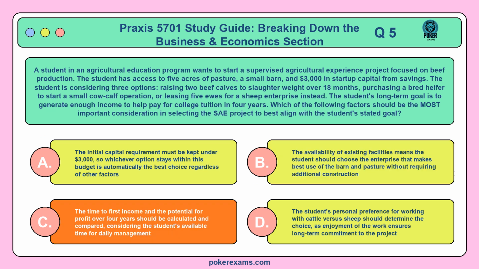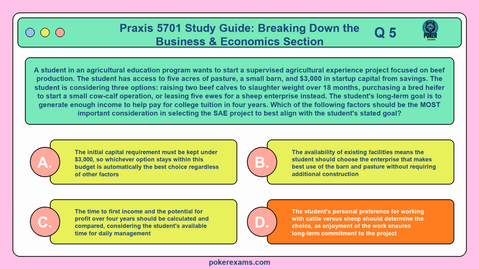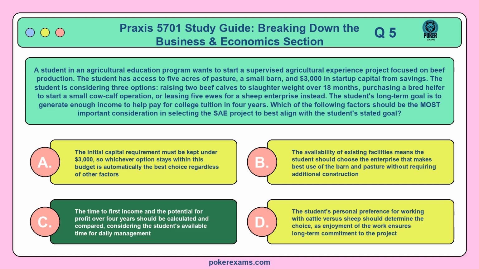C. The time to first income and the potential for profit over 4 years should be calculated and compared, considering the student's available time for daily management. Or D. The student's personal preference for working with cattle versus sheep should determine the choice, as enjoyment of the work ensures long-term commitment to the project. The correct answer is C.